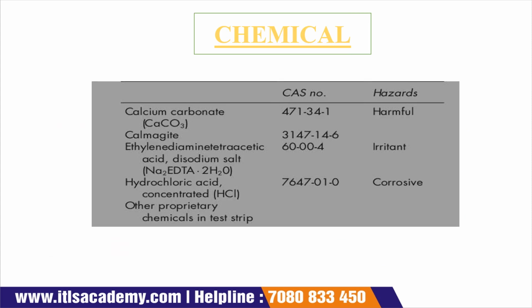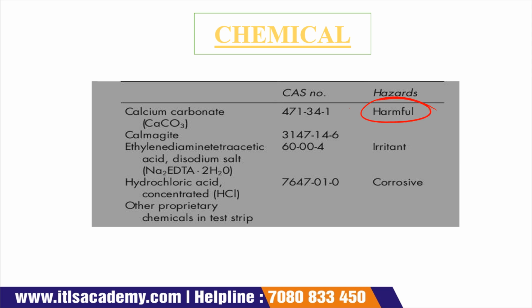Now the chemicals that we use for this experiment. The first chemical is calcium carbonate. Its CAS number is 471-34-1, and the hazard associated with calcium carbonate is that it is harmful in nature.